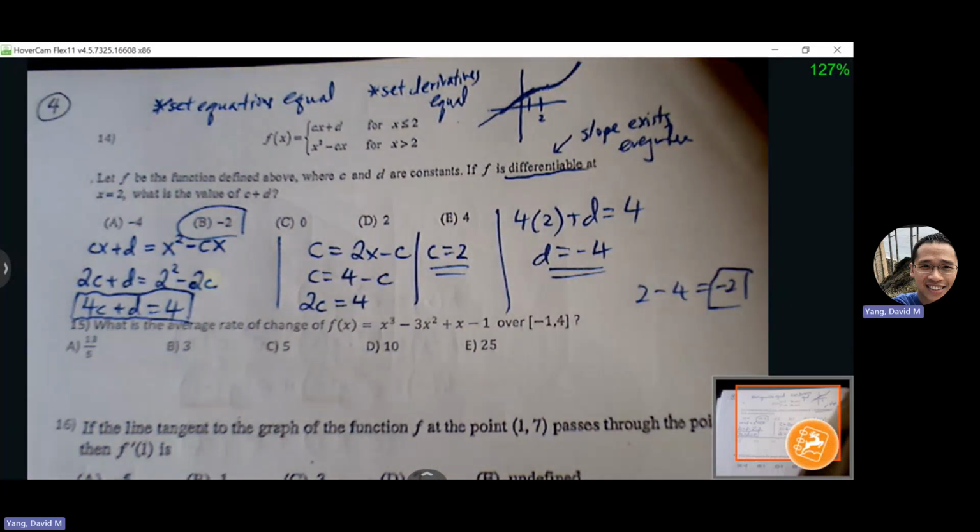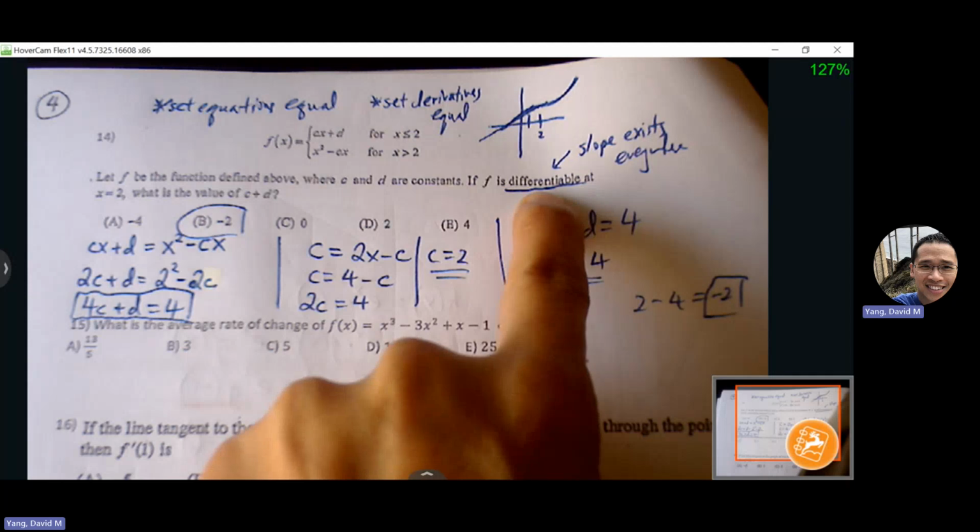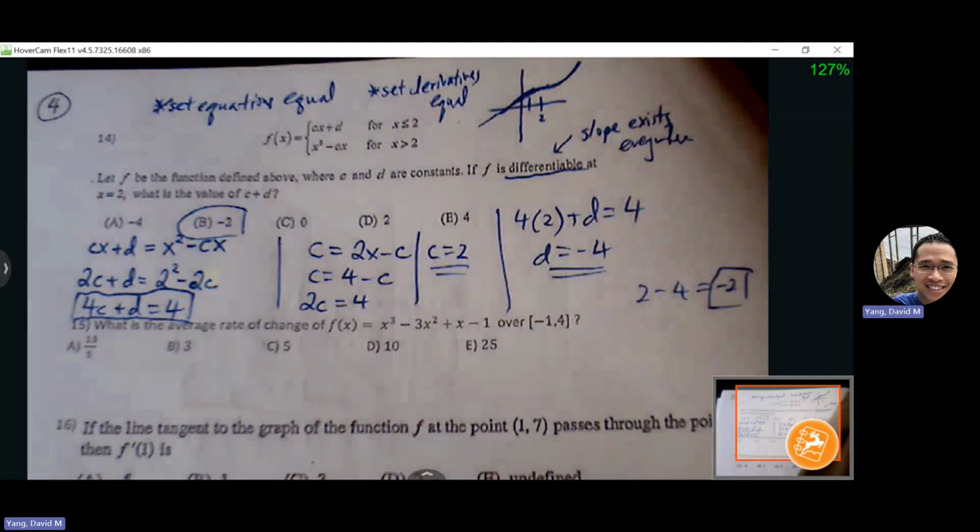Yeah, so that's the strategy with these problems. If they say differentiable, they're kind of hiding information, not hiding, but they're not saying continuous as well. So we just have to understand that the two graphs are going to meet at the same y value. They will also meet with the same slope at that point.